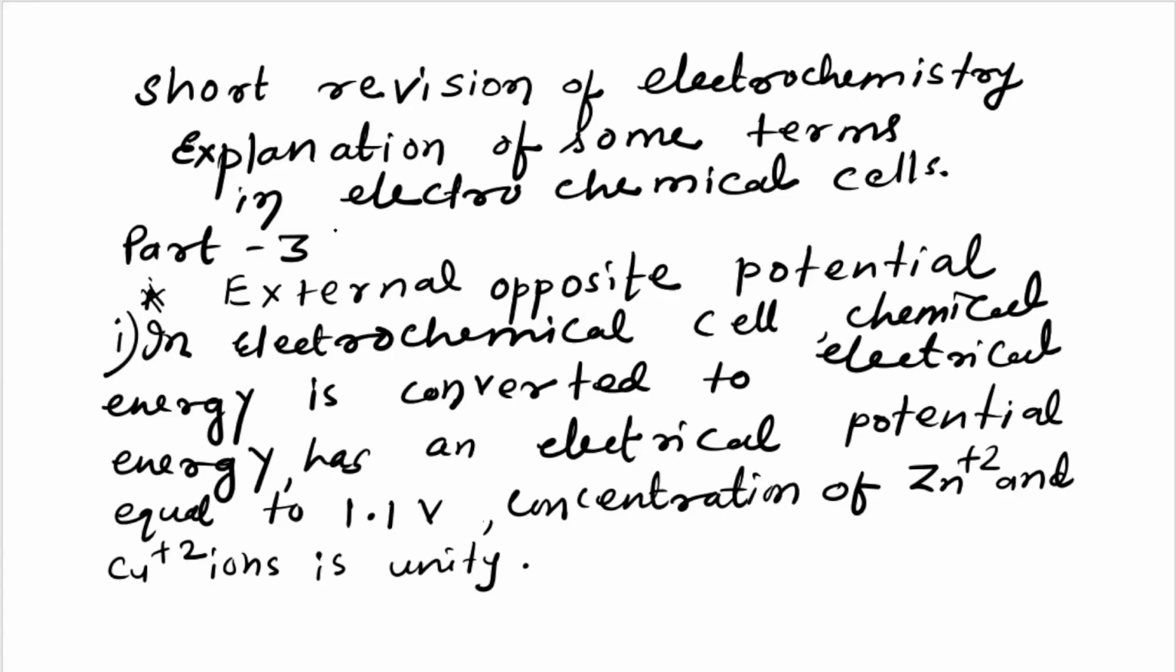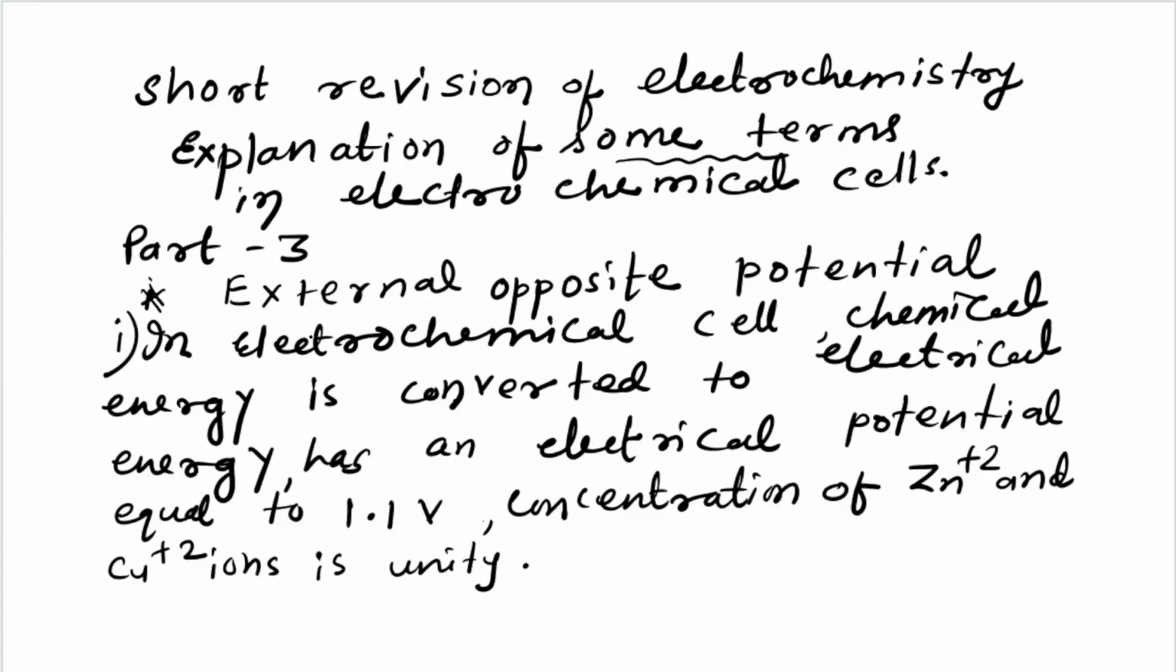Now the topic is a short revision of electrochemistry and here an explanation of some terms in the electrochemical cell. So what is an electrochemical cell? What are the terms used here? We will see here. Now, point 1: external opposite potential.